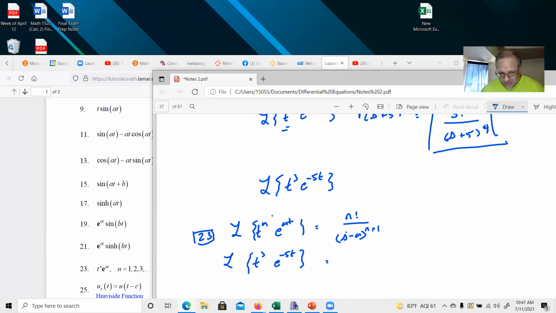Right, that's going to be 3 factorial over s plus 5, right, that's my s plus 5, and then to the 4th power. So we get exactly the same thing. That's exactly how they generated these values very quickly.